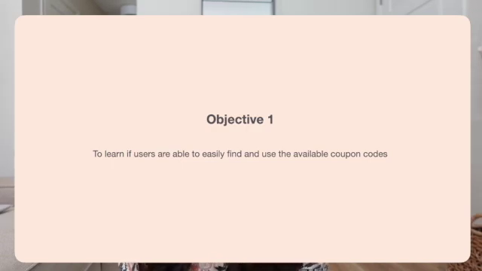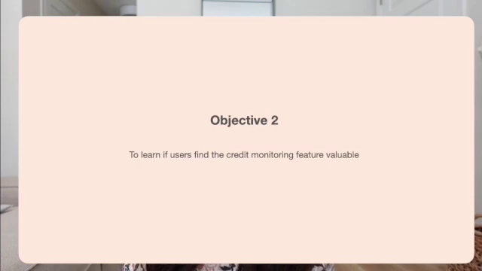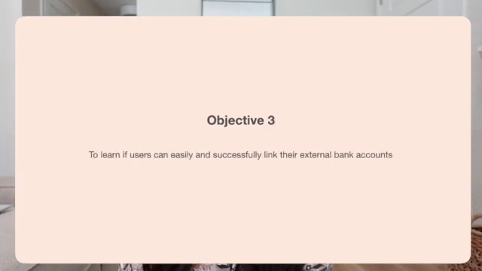Next, I defined my test objectives, and with the test objectives, I got a little more specific. My first test objective was to learn if users are able to easily find and use the available retail store coupon codes. My second objective was to learn if users find the credit monitoring feature valuable. And my last objective was to learn if users can easily and successfully link their external bank accounts for the asset aggregation feature.